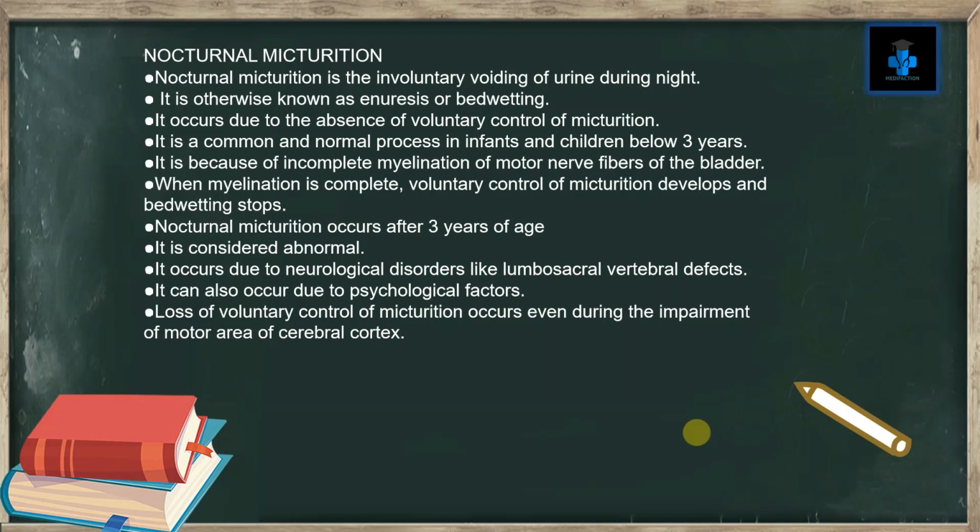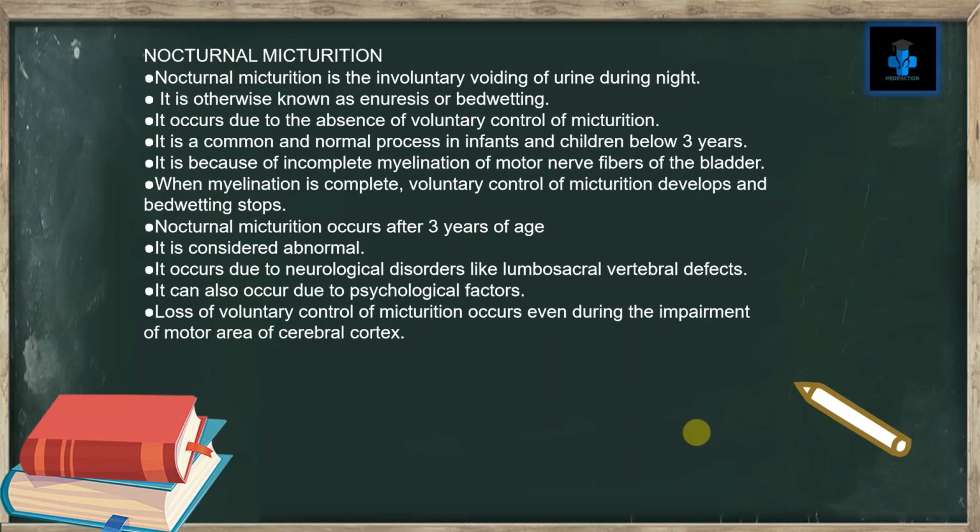Nocturnal micturition. This is quite common. Nocturnal micturition is the involuntary voiding of urine during night. It is otherwise known as enuresis or bedwetting. It occurs due to the absence of voluntary control of micturition. It is a common and normal process in infants and children below 3 years. It is because of incomplete myelination of motor nerve fibers of the bladder. When myelination is complete, voluntary control of micturition develops and bedwetting stops.